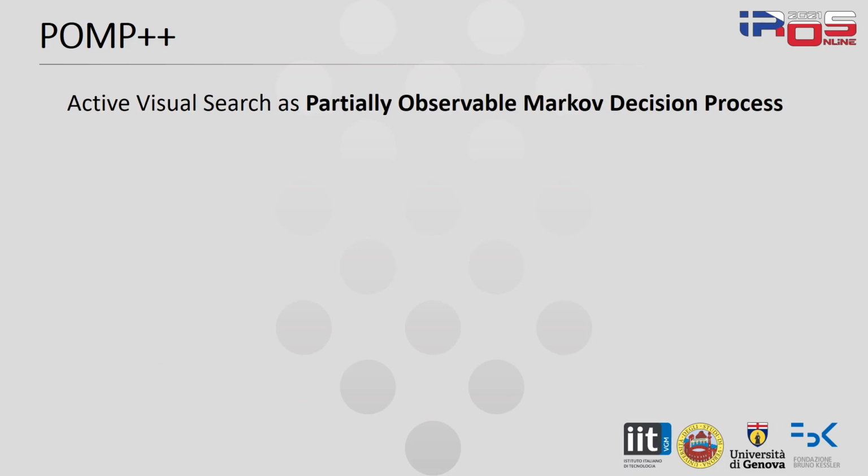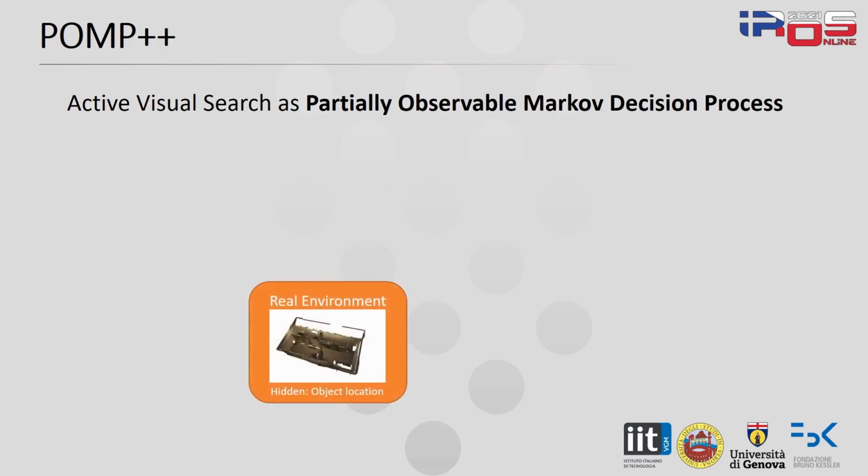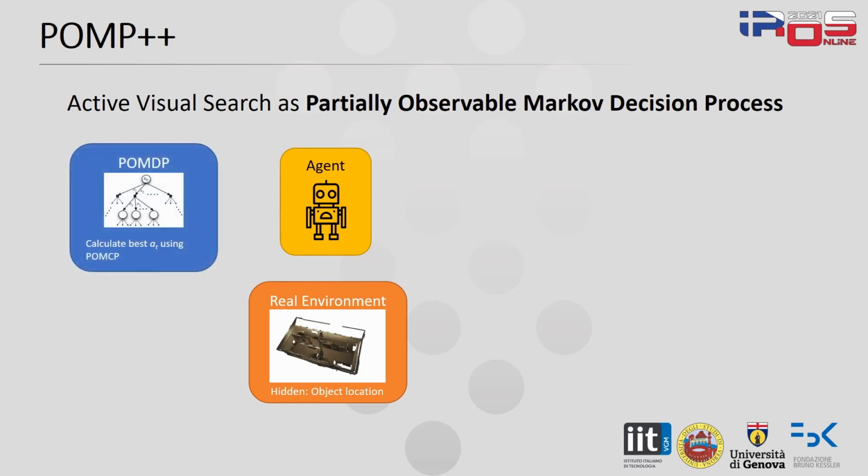In our approach, we treat the active visual search task as a partially observable Markov decision process. We configure the active visual search task as a system where the environment has a hidden state that describes the location of the searched object. The agent acts on the environment via movement actions and then receives an observation with partial information about the state of the environment. We can use the POMDP framework to mathematically describe the system and use a POMDP solver like POMCP to find the best possible action that the agent can take.